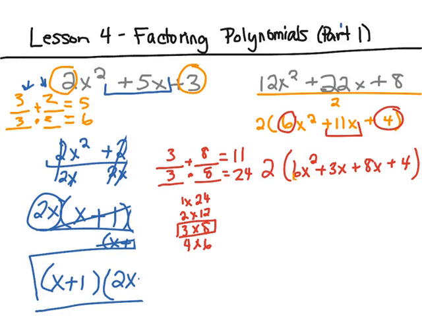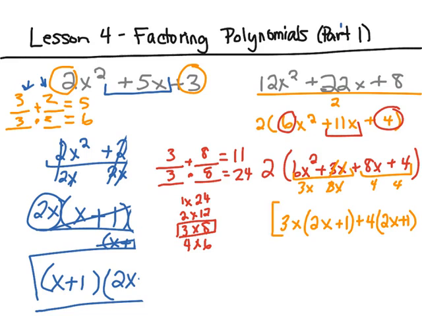Now we're going to split it into two groups and divide out the greatest common factor. So divide by 3x and divide by 4. So we have 3x bracket. 6 divided by 3 is 2. X squared divided by x is x. 3x divided by 3x is 1. Plus 4. 8 divided by 4 is 2. X divided by no x is just an x, plus 1. And the whole thing is multiplied by 2.